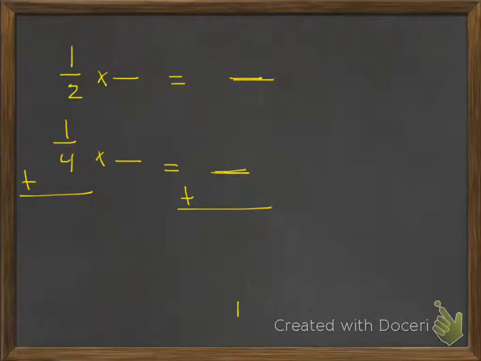So what I do is I take the larger of the two denominators, which is 4, and I say 4, 8, 12. And I can stop there. Can 2 go into 4? Yes. Okay. So that's my new denominator.